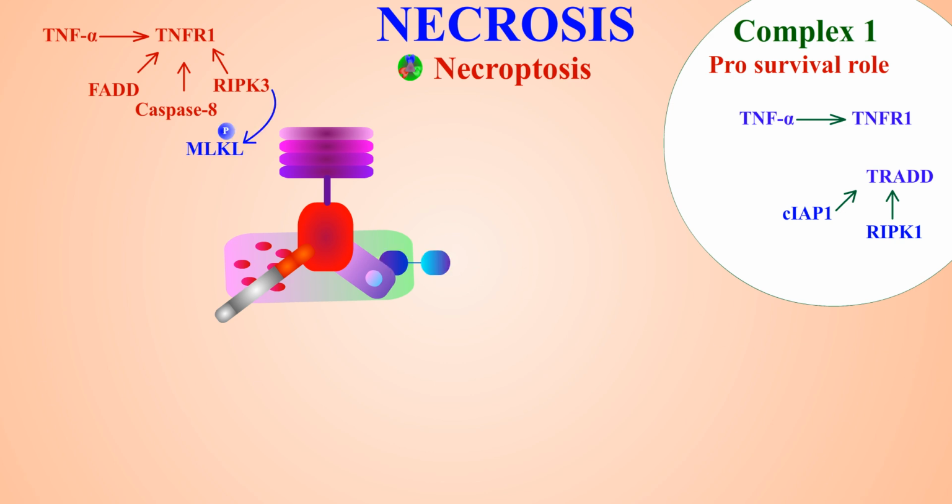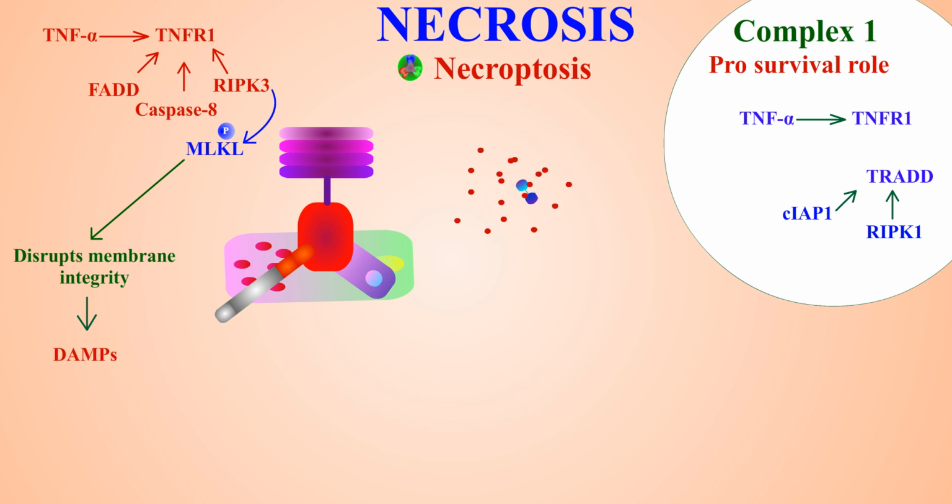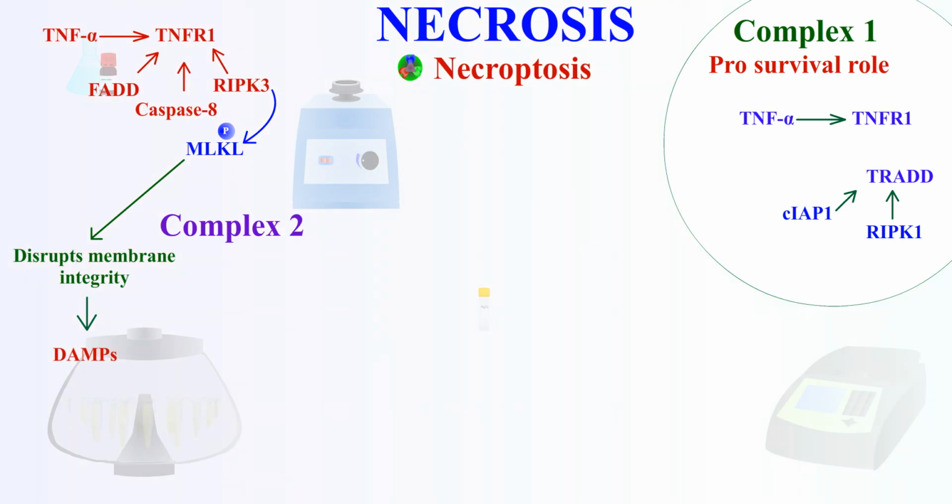Recruited RIPK3 will phosphorylate MLKL, or mixed lineage kinase domain-like protein. Phosphorylated MLKL oligomerizes and translocates to the plasma membrane. MLKL disrupts membrane integrity by punching holes in the plasma membrane. The cell undergoes necroptosis, releasing DAMPs, or damage-associated molecular patterns, and triggering inflammation.